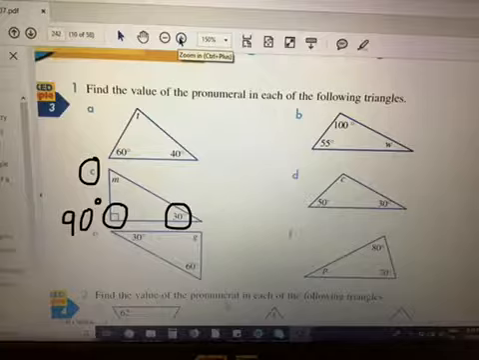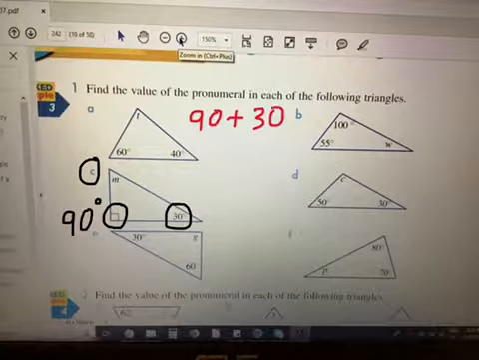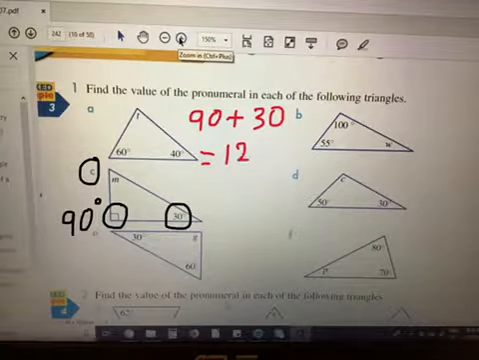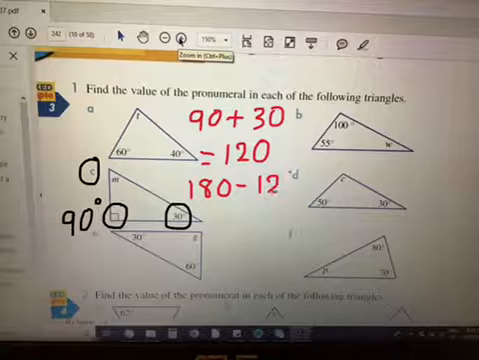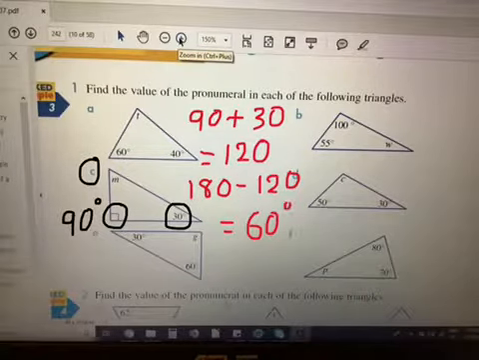So same sort of working out, add the angles that you know. So it will be 90 plus 30. Adding those two together gives you 120 degrees. Subtracting that from the total you know is 180. So 180 take 120 gives you a leftover angle of 60 degrees.